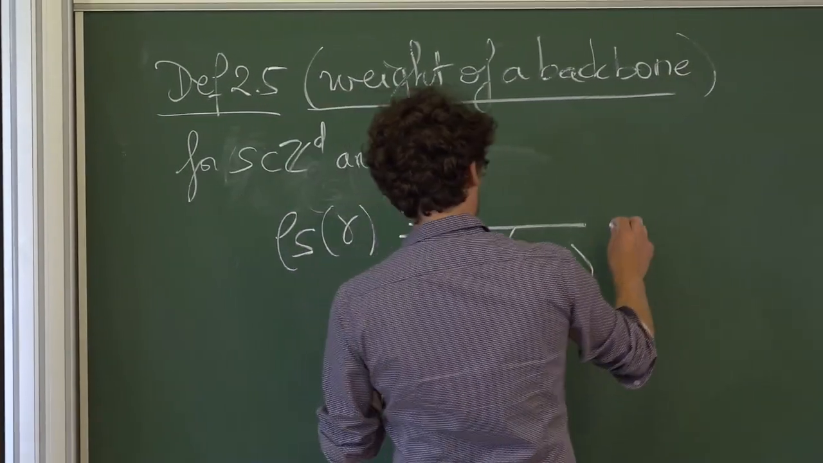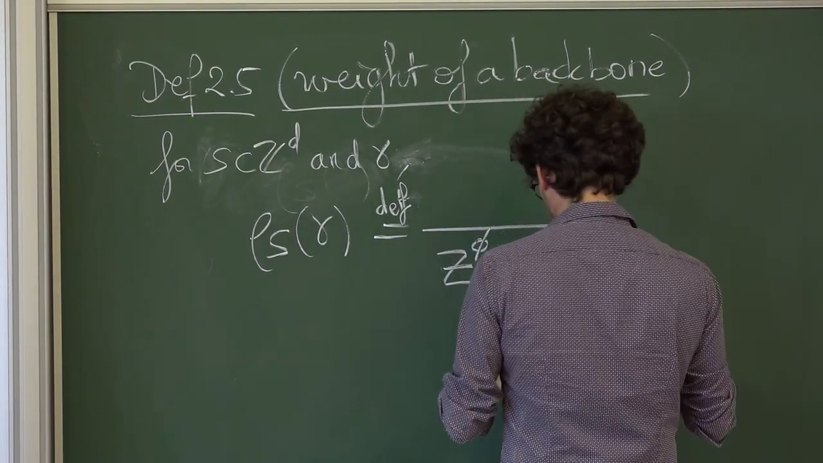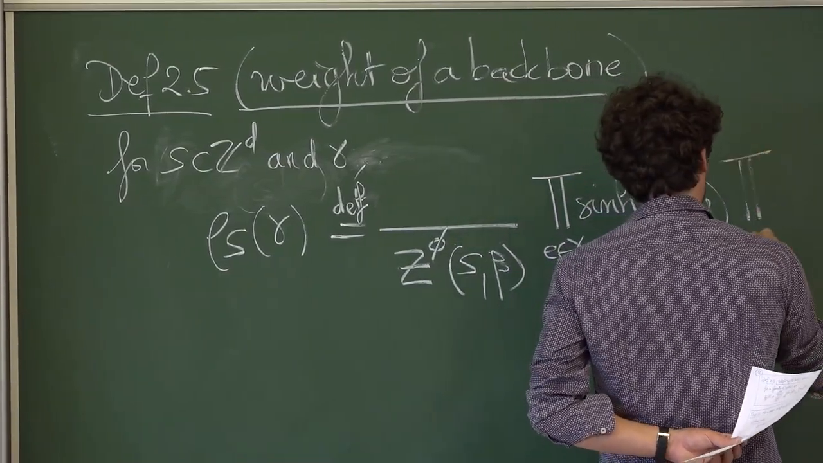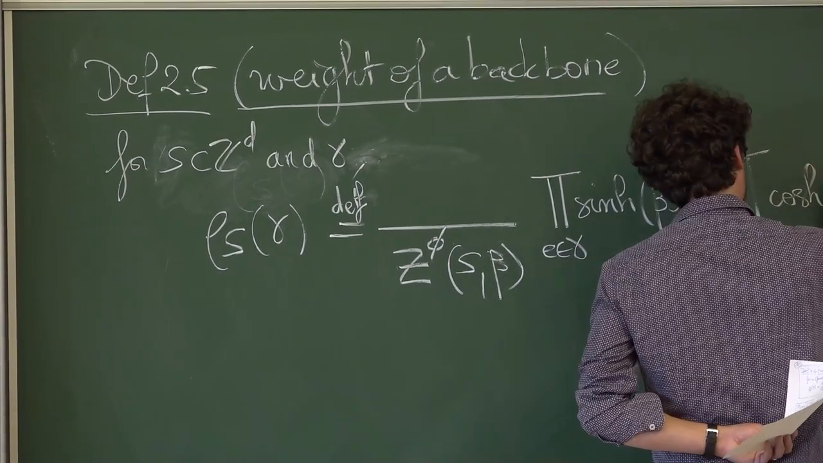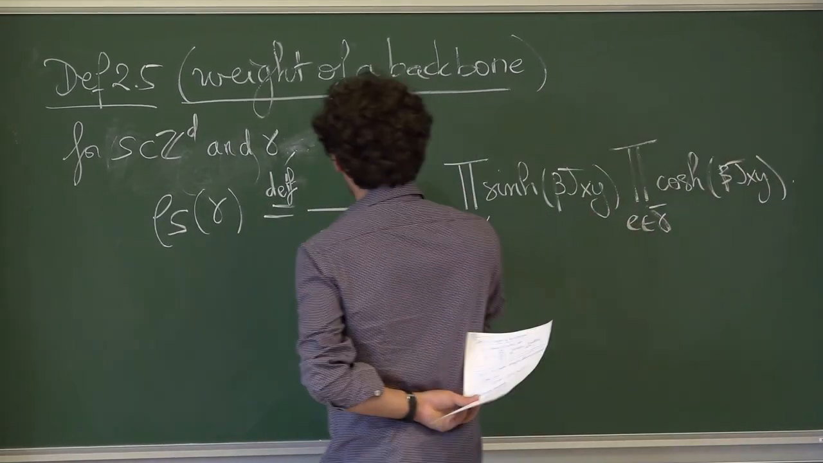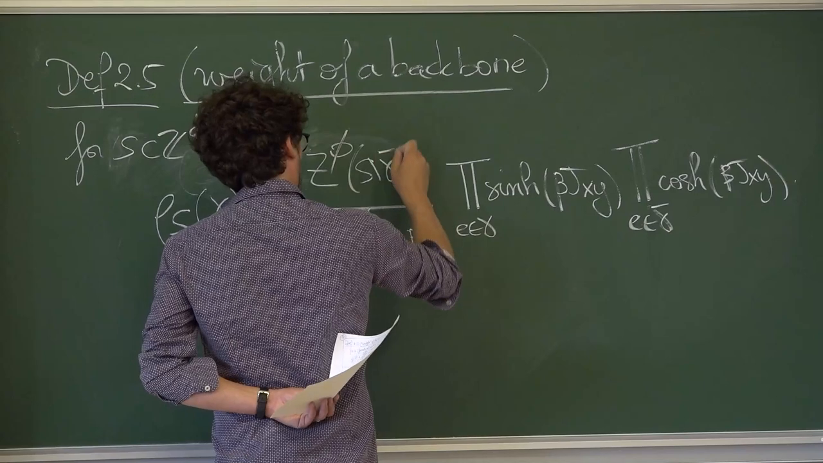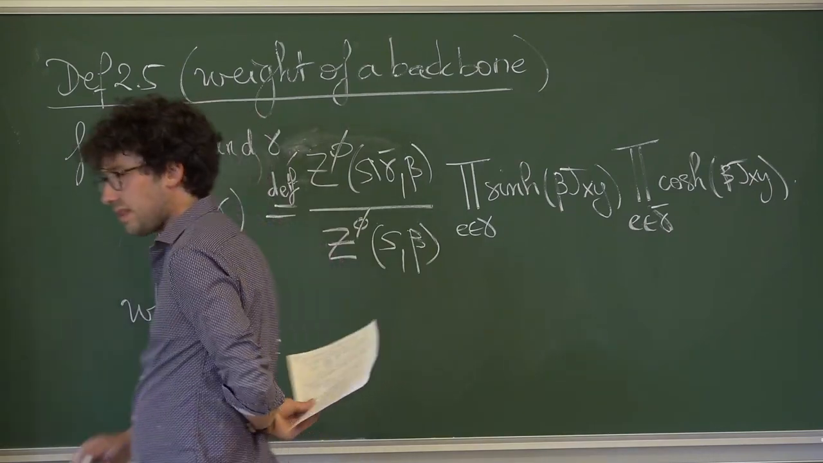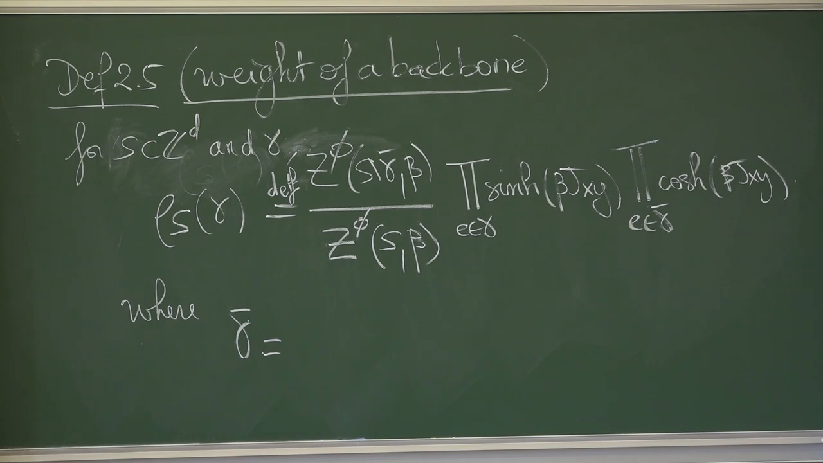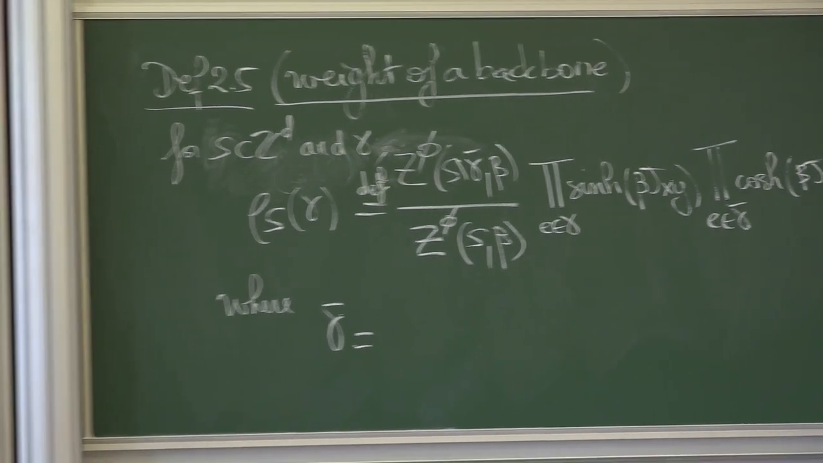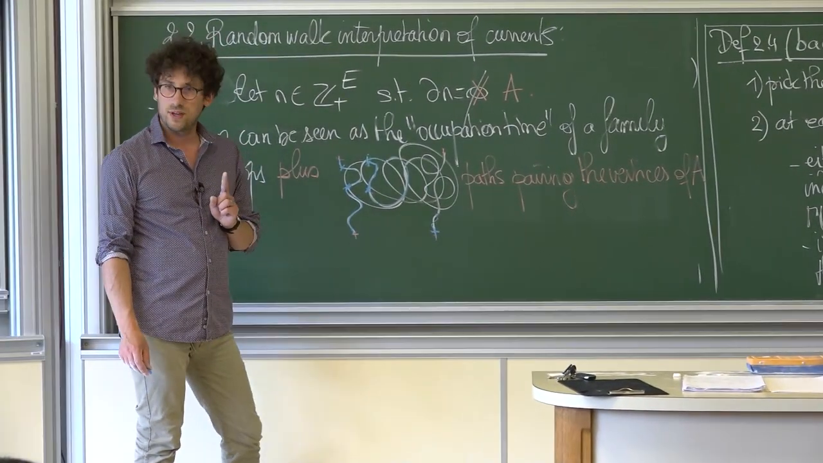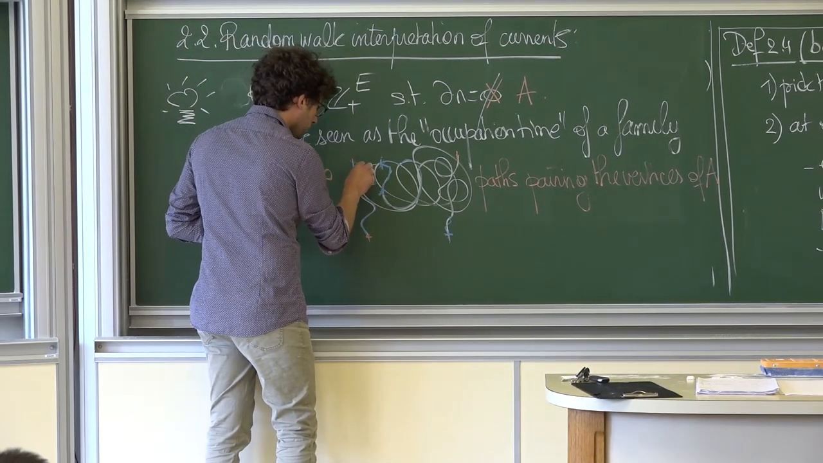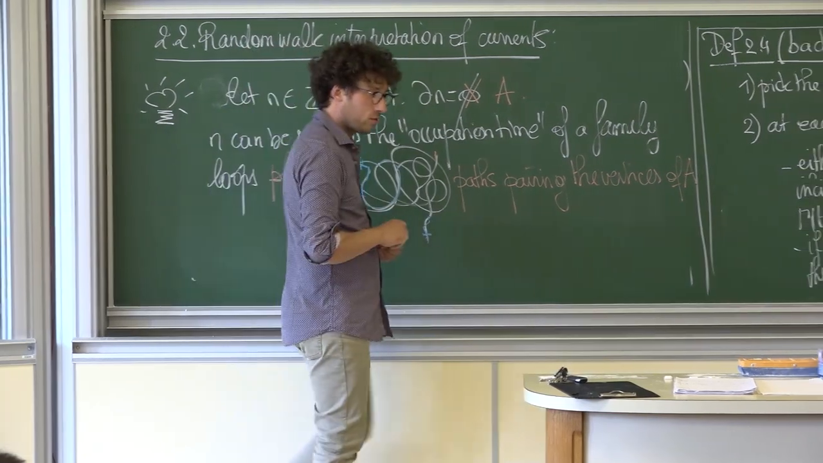And I'm going to do the following. You are going to see this is a little bit strange, but I hope to be able to explain to you what this is. So I do the following. Define gamma bar. So what is gamma bar? Gamma bar is going to be gamma, so my path gamma, plus a certain number of edges. And these edges will be the following. It will be all the edges that are smaller.